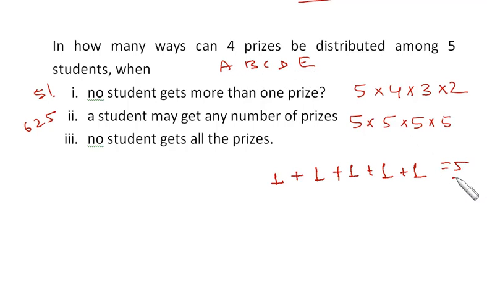So in all, we need to deduct 5 cases when all the prizes are obtained by one particular person. So in all 625 ways are there minus these 5 ways. So in all 620 ways are there when no student is getting all the prizes because we deducted these 5 cases, right? So I hope you are clear.